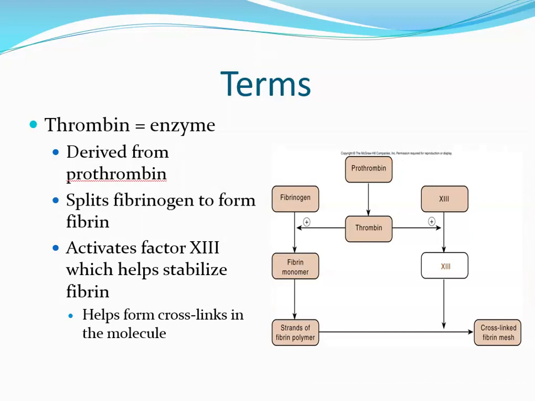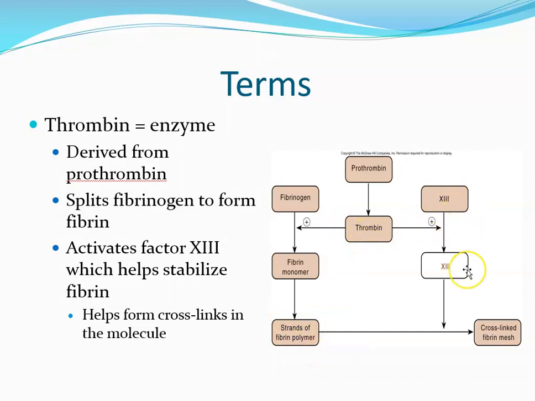And then there's thrombin. Thrombin is an enzyme. It is derived from an inactive precursor known as prothrombin. So we see here prothrombin will be activated into thrombin. Once we have thrombin, thrombin is responsible for splitting fibrinogen to form fibrin. Then once we have fibrin, these strands of fibrin help to stabilize our blood clot.